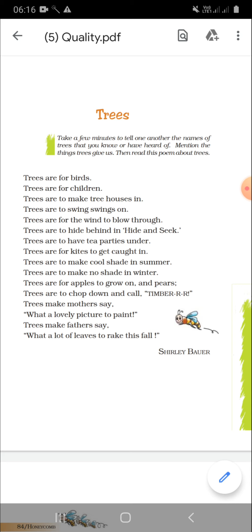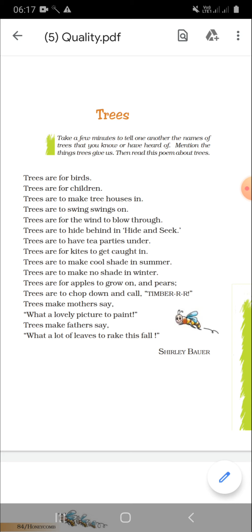Today we will be going through and trying to comprehend the fifth poem in your Honeycomb English textbook called Trees by Shirley Bauer. Now, let's read the text before the poem. Take a few minutes to tell one another the names of trees that you know or have heard of. Mention the things trees give us. Then read this poem about trees.